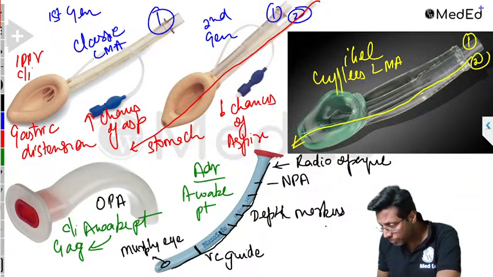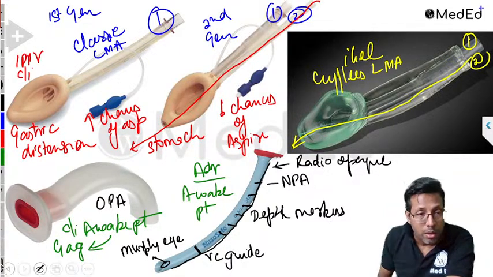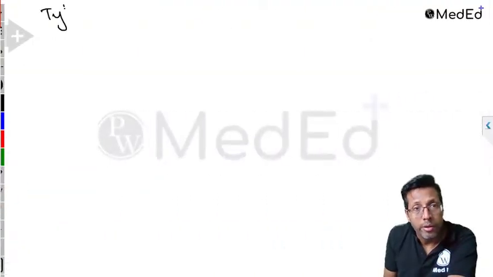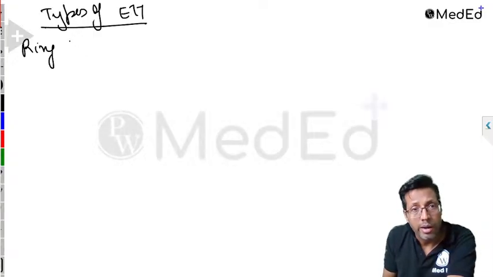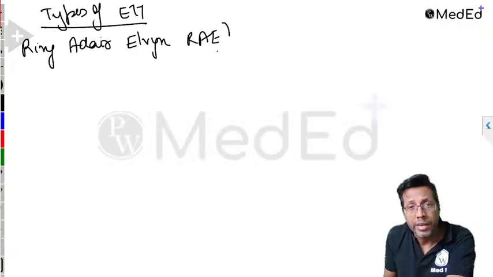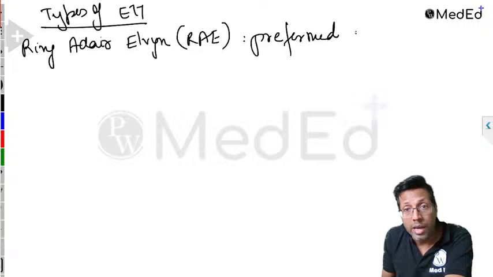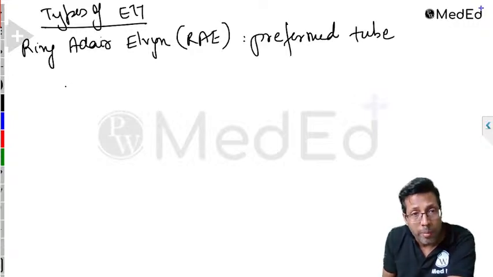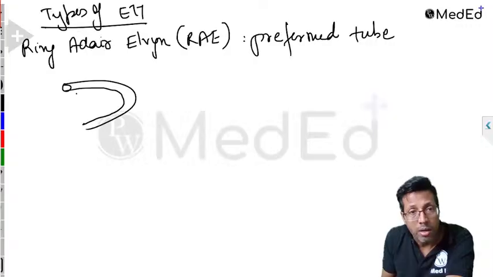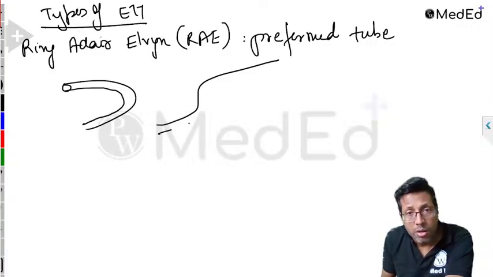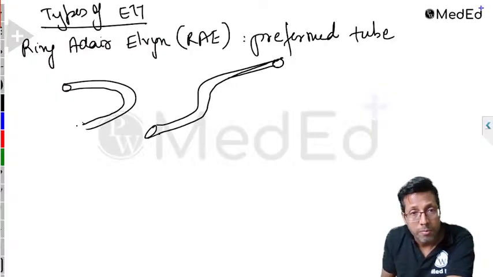Then Dr. Gayatri has asked me about the indication for north and south RAE tube. When you discuss the types of endotracheal tube, Ring Adair Elvin, the full form has also been asked in the exam. Ring Adair Elvin tube, which is called RAE tube. These are preformed tubes. Preformed means they have a preformed curve. So the connector will either face the legs of the patient, or the connector will face the head of the patient.